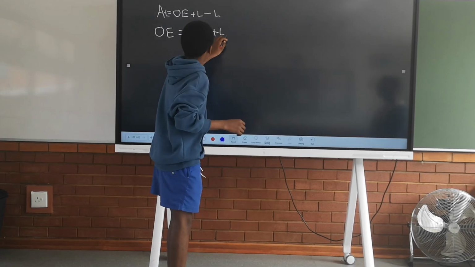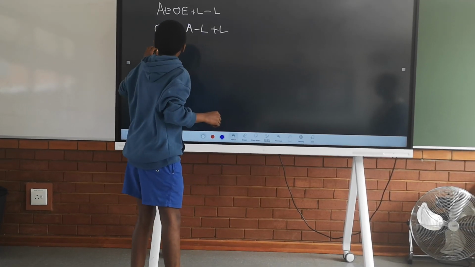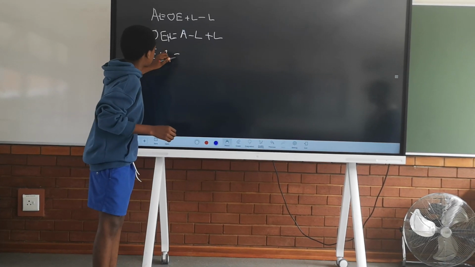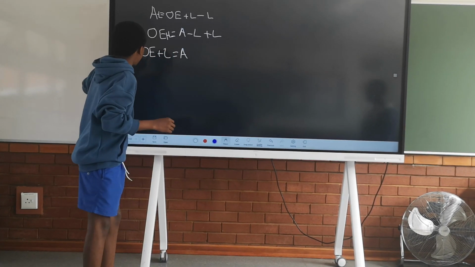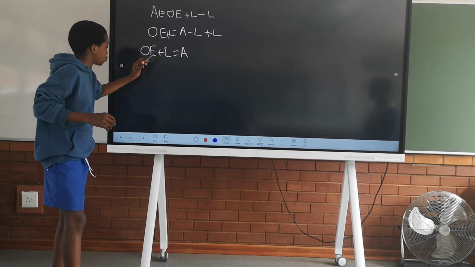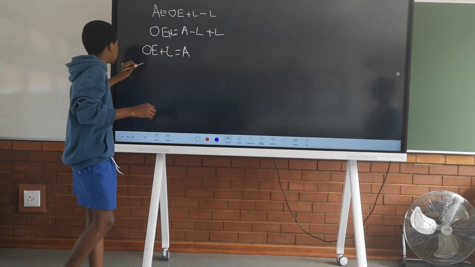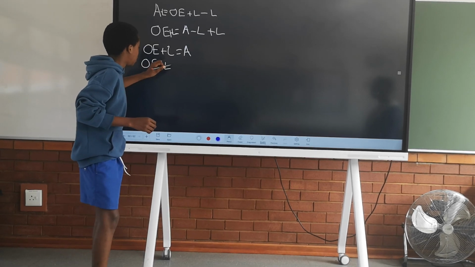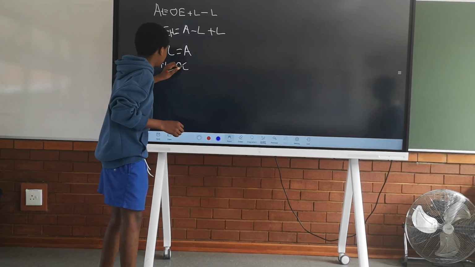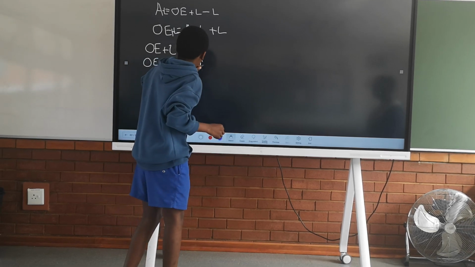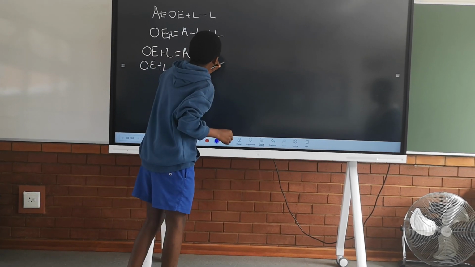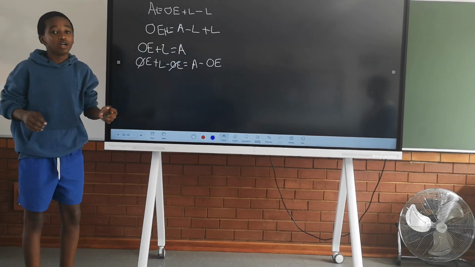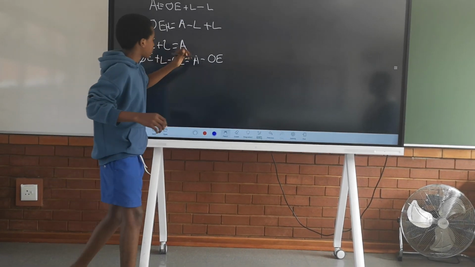We can add L on both sides, so L can be positive. It's going to be OE plus L is equal to A. And then we're going to subtract OE, but we want L to be the subject. It's going to be owner's equity plus L minus owner's equity is equal to A minus owner's equity. Then here's going to be our accounting equation.